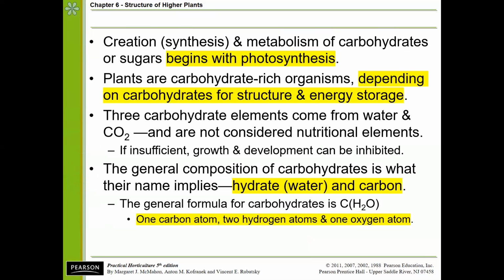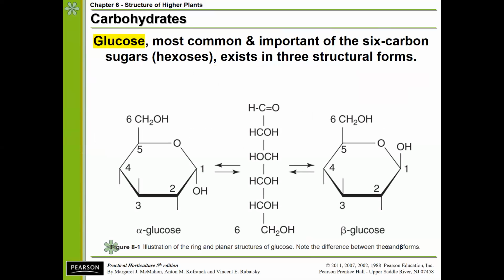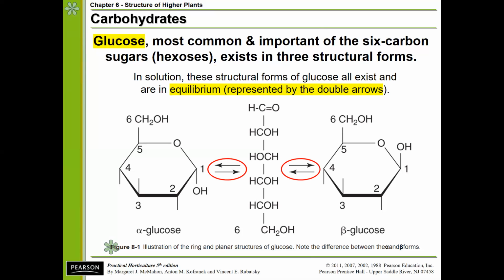And what is a carbohydrate? Well, basically it's carbon with water, right? It's hydrated carbon. Pretty cool. One carbon, two hydrogen atoms, and an oxygen atom is the general formula of a carbohydrate. Of course, we have the most common carbohydrate, glucose, being C6H12O6, which is not just the most common, but also the most important of our carbohydrates.